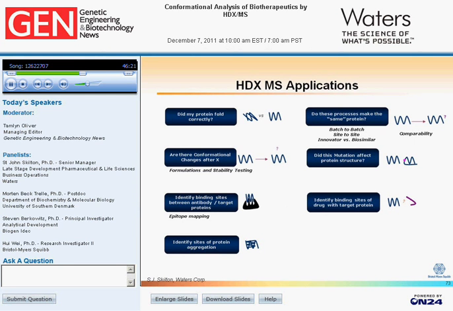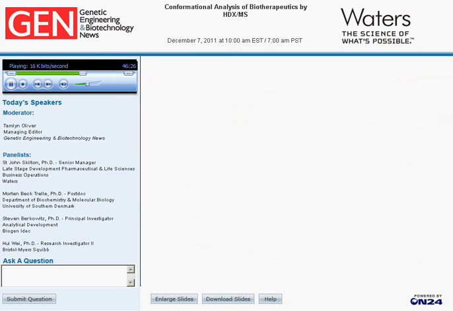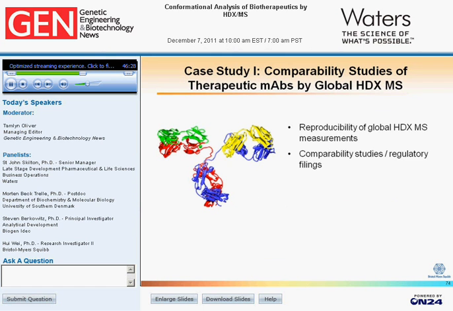The first case study I'll show you is to use global-level HDX-MS to do a comparison study of therapeutic monoclonal antibodies. As you all know, monoclonal antibodies are of great therapeutic significance. The ability to quickly and effectively characterize these proteins is of great importance, as it will help to facilitate their transition through discovery into development, and eventual commercialization. Therefore, we need a series of appropriate analytical tools to provide an array of chemical and physical information during all stages of discovery and development.